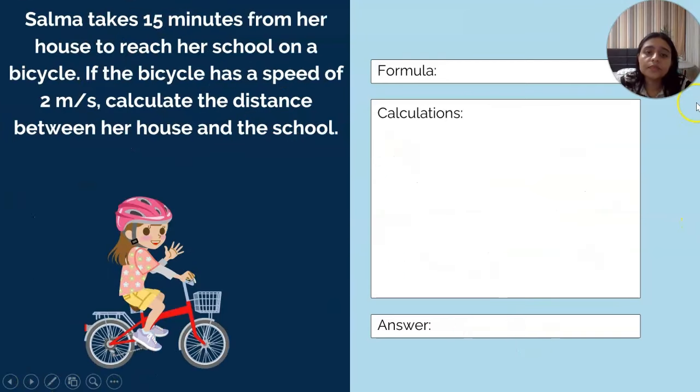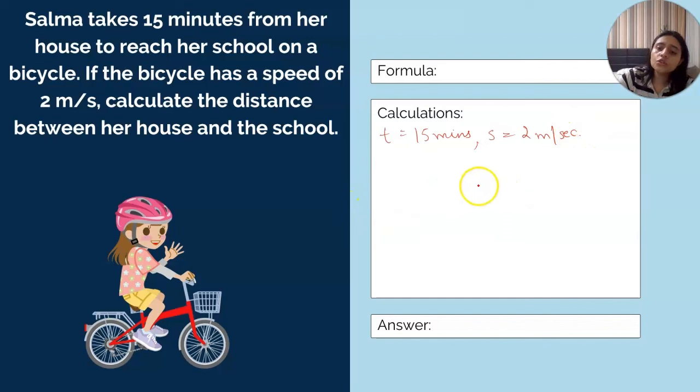All right. So the question is, Salma takes 15 minutes from her house to reach her school on a bicycle, right? So Salma is going to school by her bicycle. If the bicycle has a speed of 2 meter per second, calculate the distance between her house and the school. So no worries, we are going to mention first what is given in the question. So time is given, which is 15 minutes. All right. And what else is given? Speed is given, which is 2 meter per second.